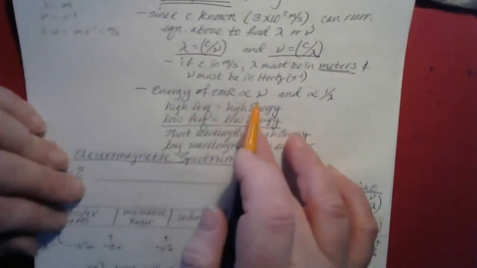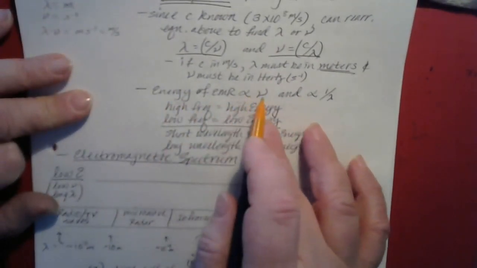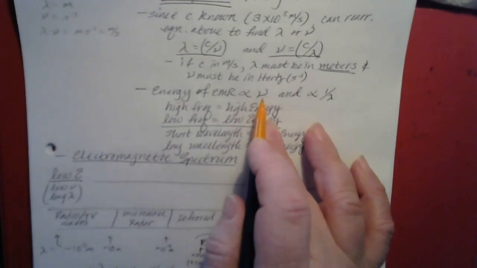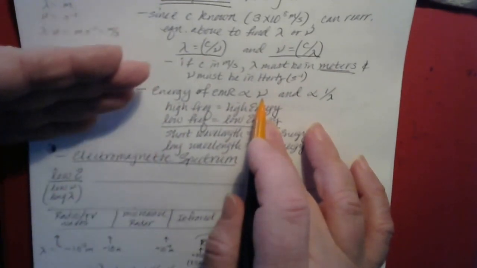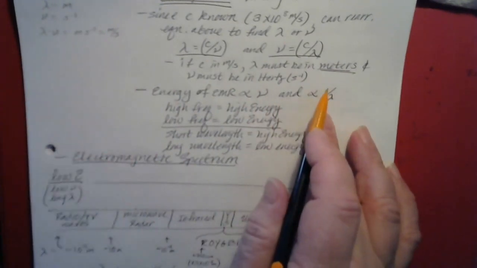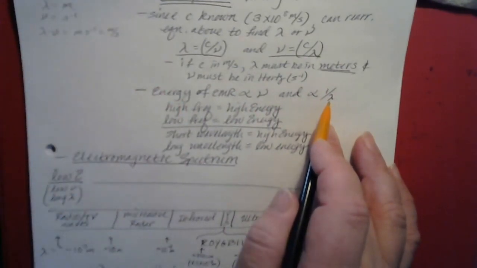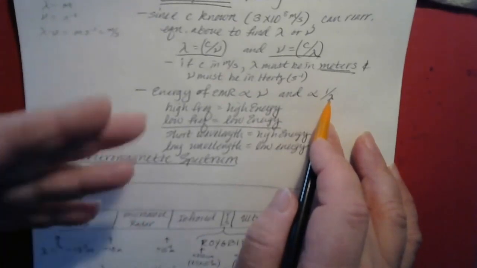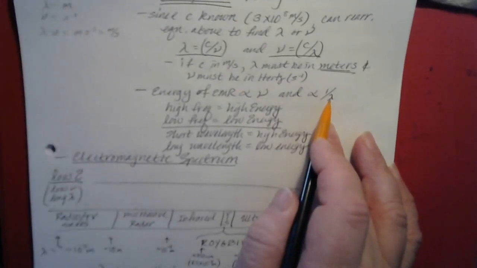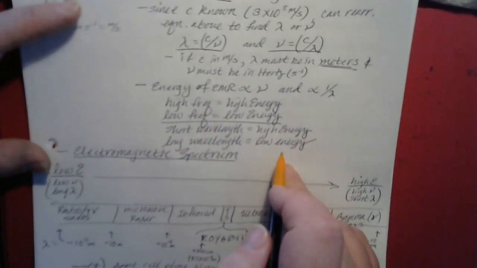All right, so the energy of electromagnetic radiation is directly proportional to the frequency. So higher frequency means higher energy. And it's inversely proportional to the wavelength. So longer or bigger wavelength means lower energy, like radio waves. And shorter or smaller wavelength, in other words, means higher energy, like X-rays or gamma rays. Okay, so that's what this means here.